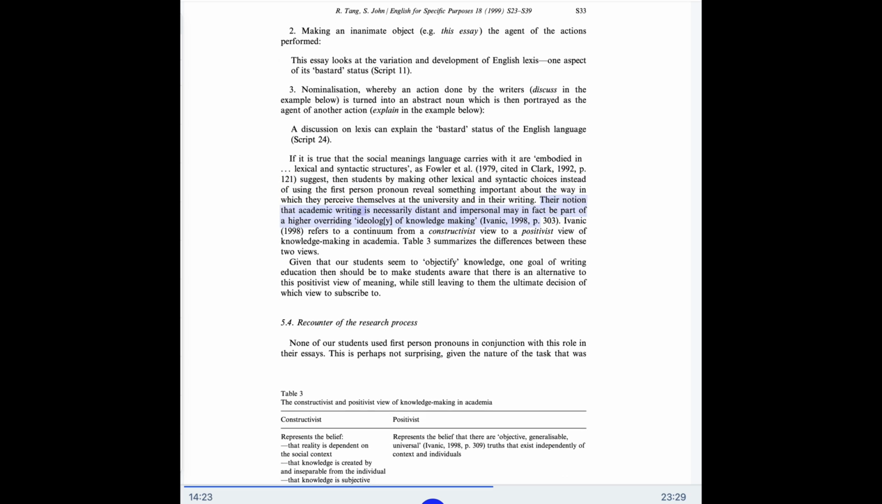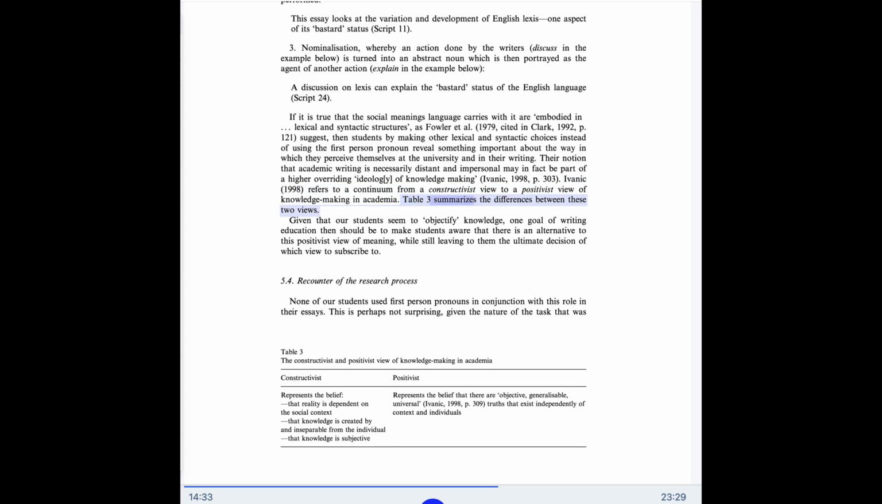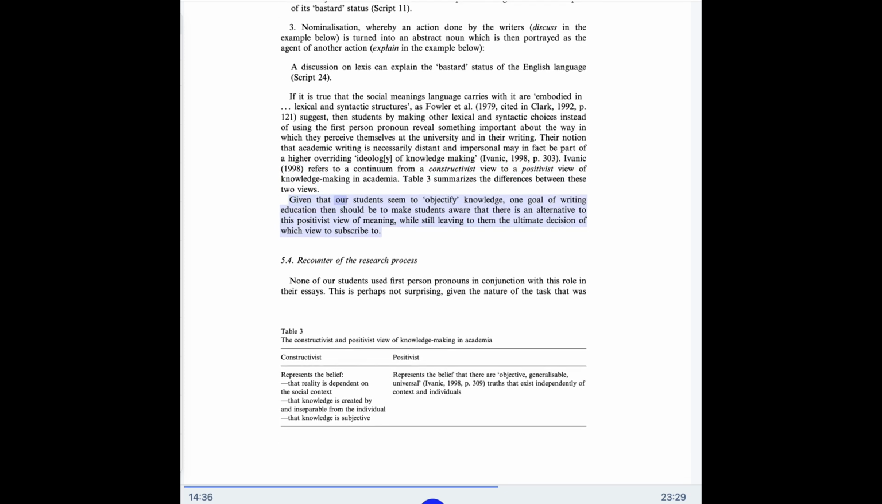Their notion that academic writing is necessarily distant and impersonal may in fact be part of a higher overriding ideology of knowledge-making. Ivanic, 1988 p. 303. Ivanic 1988 refers to a continuum from a constructivist view to a positivist view of knowledge-making in academia. Table 3 summarizes the differences between these two views. Given that our students seem to objectify knowledge, one goal of writing education then should be to make students aware that there is an alternative to this positivist view of meaning, while still leaving to them the ultimate decision of which view to subscribe to.